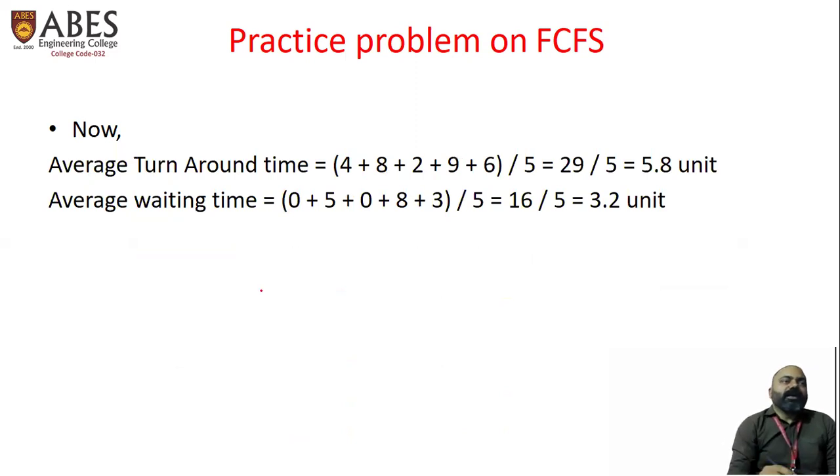Okay. When we get individual turnaround time and individual waiting time of the processes, then it is very easy to calculate average turnaround time and average waiting time. Simple: add all the turnaround times of all the processes and divide by the total number of processes, and the same for waiting time. Sum all the individual waiting times and divide by the number of processes. In this way, we will get average turnaround time and average waiting time for all the processes.